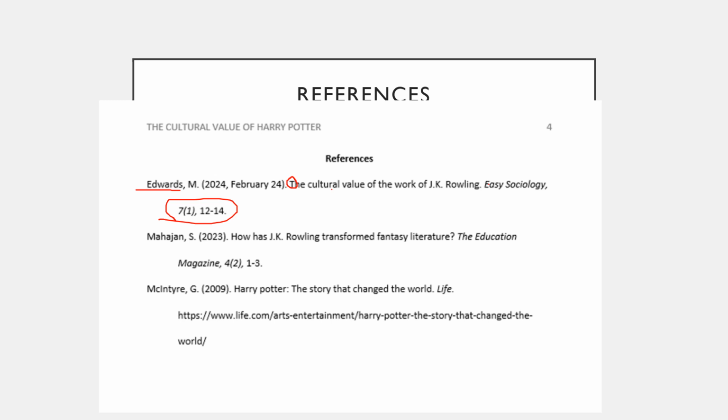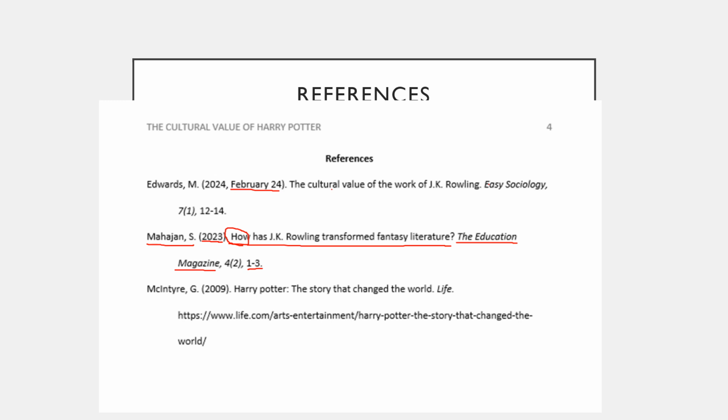So looking at source number 2, let me erase all of these real quick. Looking at source number 2, again, we have another journal, Mahajan, S period. And this one didn't have a month and day, so it's okay that I only have the year. And then again, how has J.K. Rowling transformed fantasy literature? Note that this is not italicized, and I only capitalized the first word, but none of the others except for the name. Okay, this is italicized. It is the magazine's name, and I know it's on page 1 through 3.